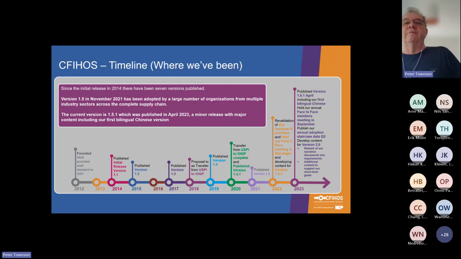Then 1.5 was published, which was a major step change in terms of content. And then obviously we then produced version 1.5.1, where we developed the content in 2022 and published it in April 2023. So that was the story up to that point. And we then started to develop version 2.